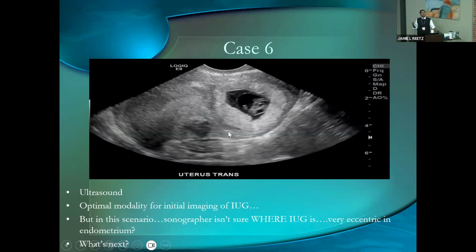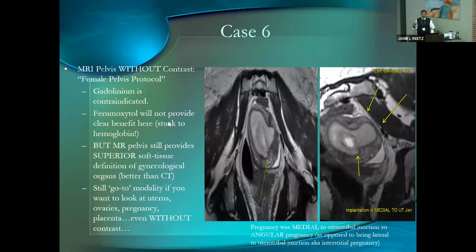And so we said, what's the next modality here? Well, in my reality, if I want to look at uterus, endometrium, myometrium, pregnancy placement, ovaries, I'm going to recommend MRI. Even if I can't give contrast, that is going to be the best way to look at gynecological organs. And so we did an MRI. This is an MR pelvis without contrast, the female pelvis protocol. I didn't give gadolinium. I know ferumoxytol will not be useful because it's going to be stuck in blood. But again, just the advantage of having soft tissue definition with MRI, I can look here and say, here's the pregnancy implantation.